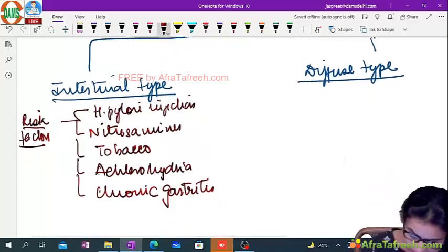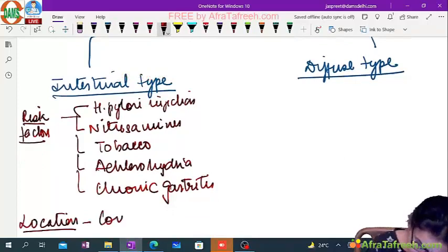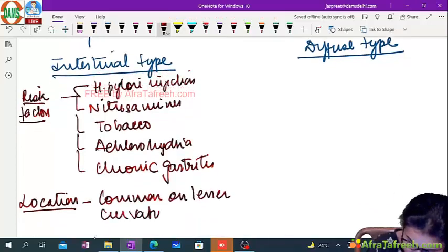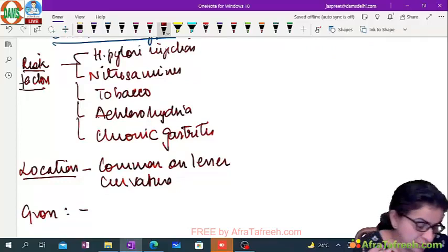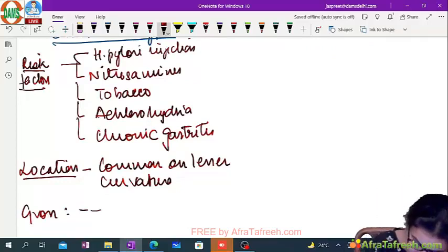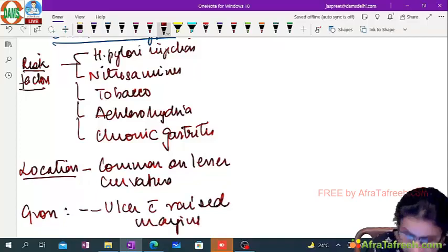And for these intestinal types, where are they located? They are generally common on the lesser curvature of the stomach. Grossly, how do they present? It is usually an ulcer with raised margins.